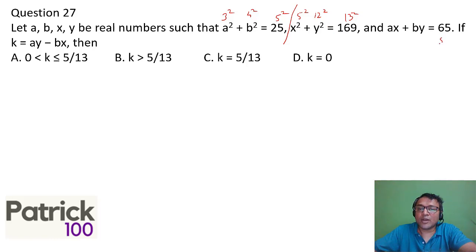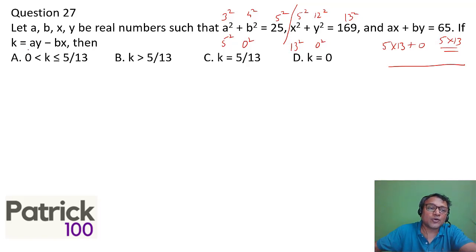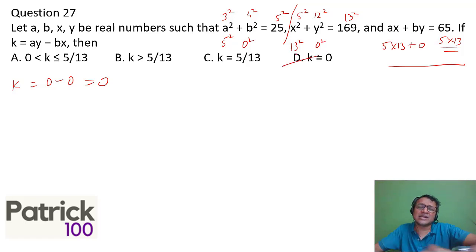But 65 is 5 into 13. No matter how I combine ax and by, you'll not get it. So I'll go back and check how do I get 5 and 13. I realized that I can also put 5 square and 0 square as 25. Here also I can put 13 square and 0 square as 169. In which case I can have 5 into 13 plus 0 as 65. This satisfies. If this satisfies, then try to put it here. You'll get k is equal to 0 minus 0, which is 0. So D option. There's always a trial and error that works.